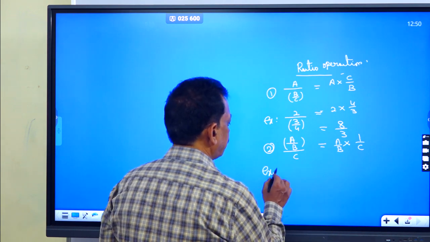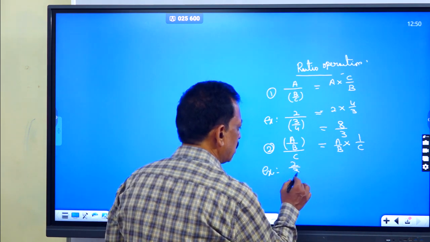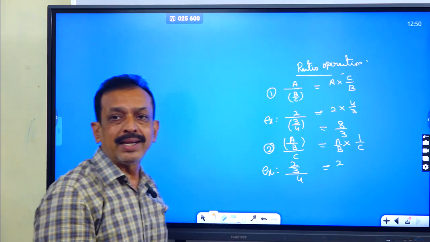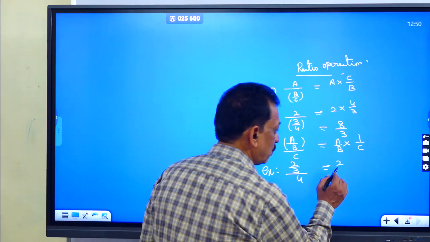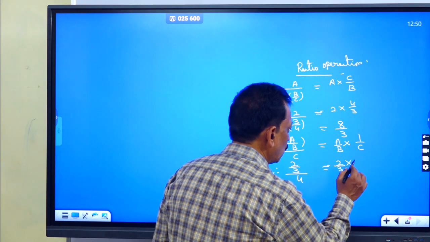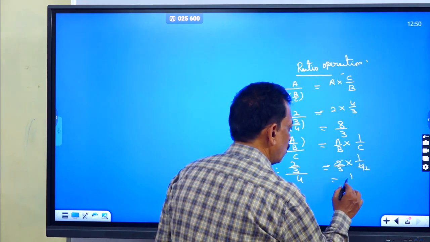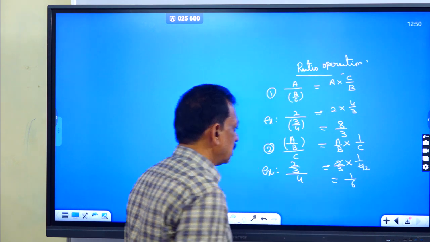Now, example, same numbers: 2 by 3 whole divided by 4. So that can give you, for understanding of all of you, 2 by 3 into 1 by 4. 2 1s are 2, 2 3s are 6, that gives you 1 by 6.